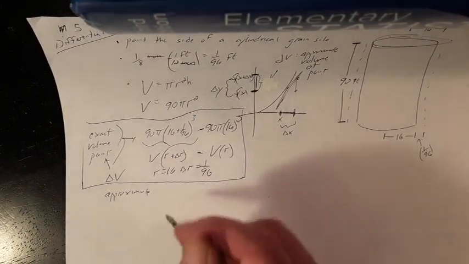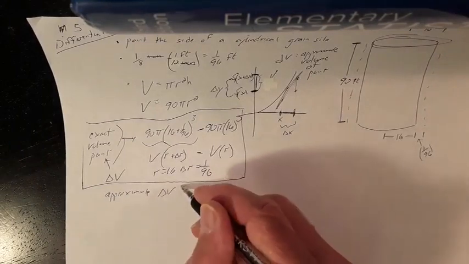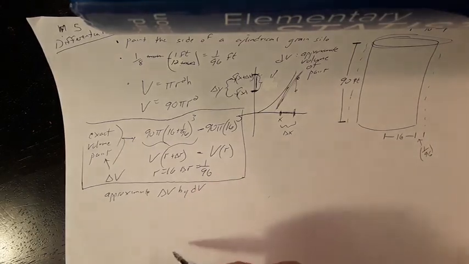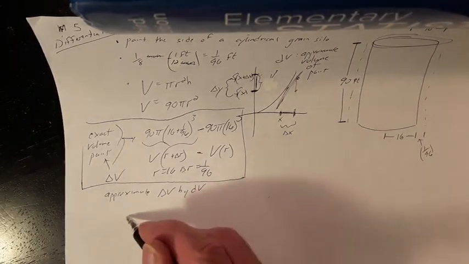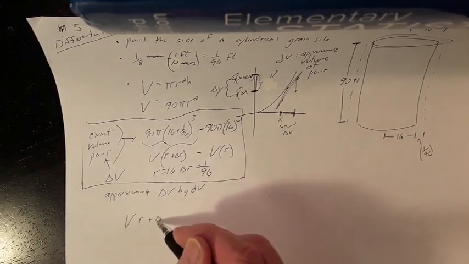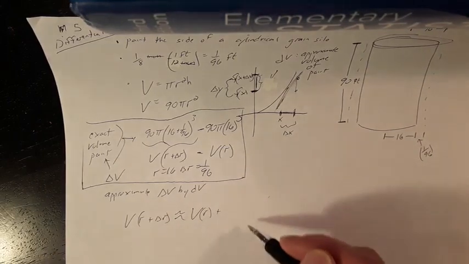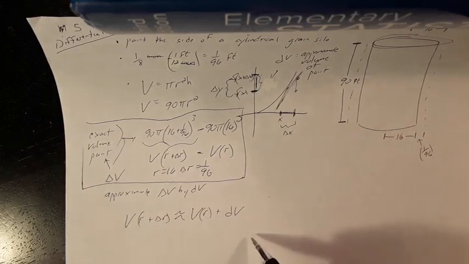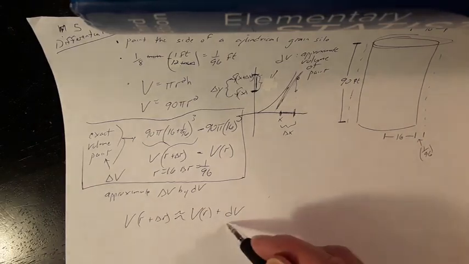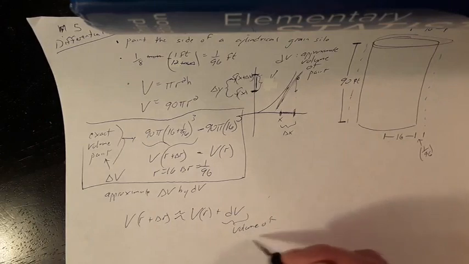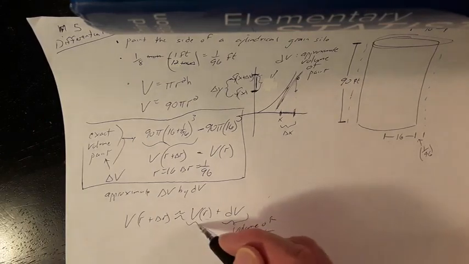So what we do is we approximate delta v by dv. In other words, when I say v of r plus delta r approximately equals v of r plus dv, this part here is the volume of the paint, because this is the volume of the silo.